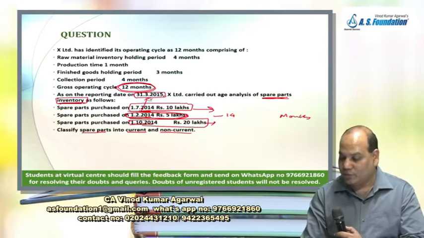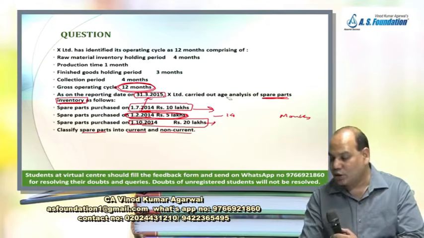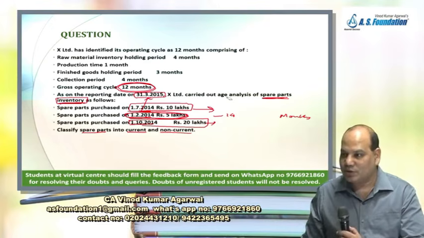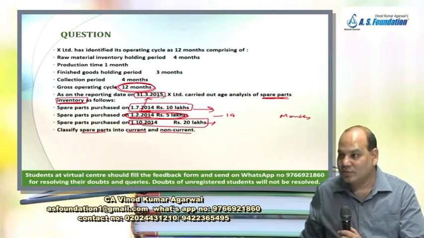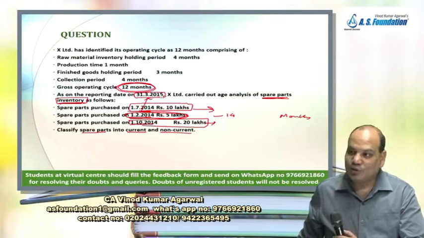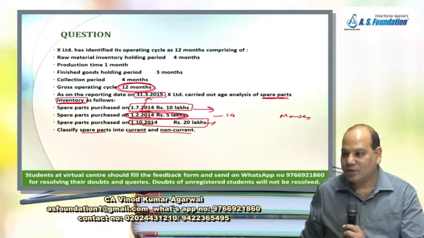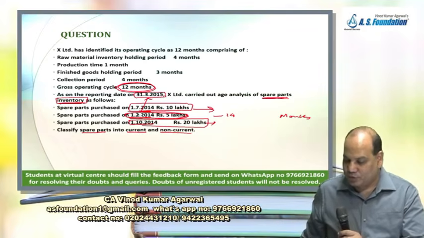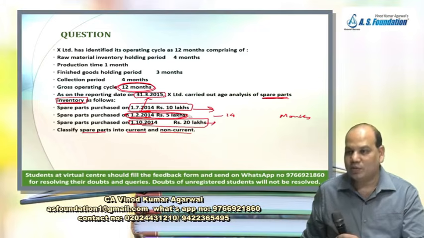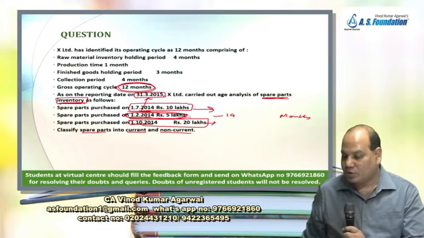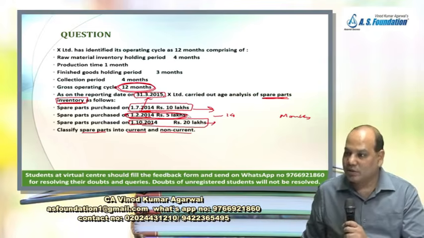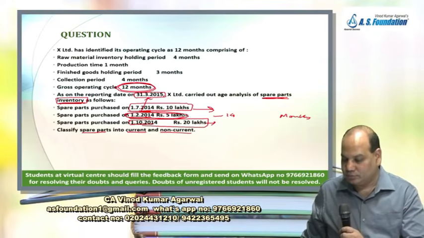But if you look from the balance sheet date, you have to see whether we can consume it within 12 months from the balance sheet date. If the answer is yes, then this will also be classified as current. So if the management proves to the auditor that this inventory will be consumed within 12 months from the reporting date, then also it will be classified as current. Okay.